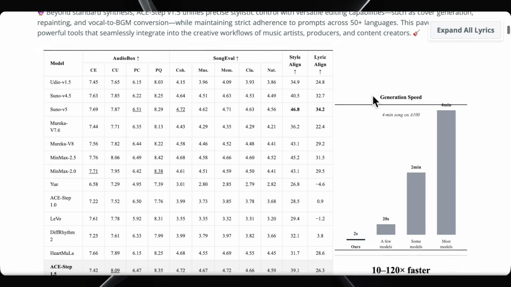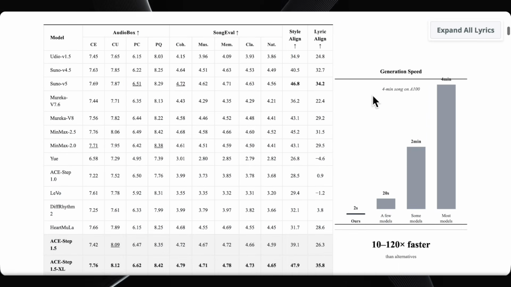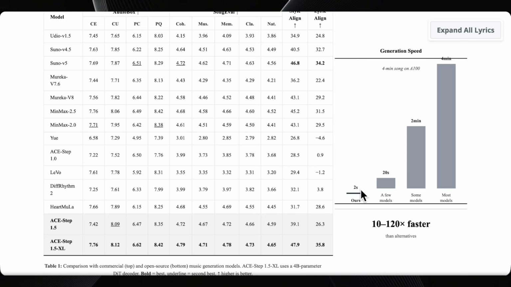On their demo page, they claim this model can generate a full 4-minute song in 2 seconds on an A100. 2 seconds. Now, we're on a T4, so we won't hit that speed, but even on our setup, a 2-minute track generates in roughly a minute. Compare that to the older 2 billion parameter version where a single minute of audio was taking 3 to 4 minutes. The jump in speed alone is massive, but the quality gap is even bigger.